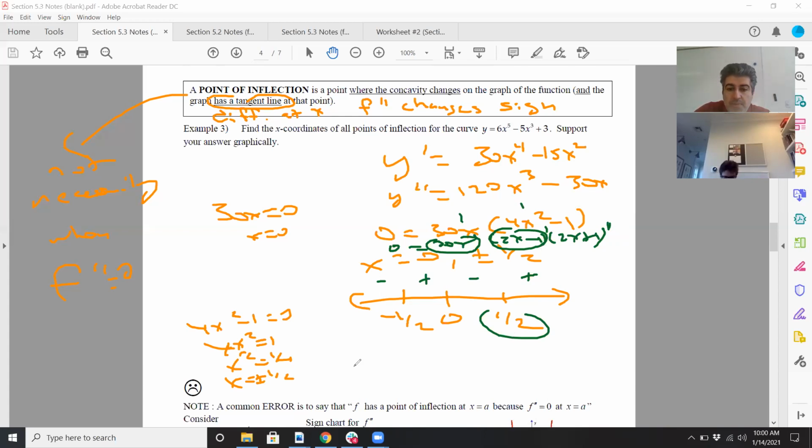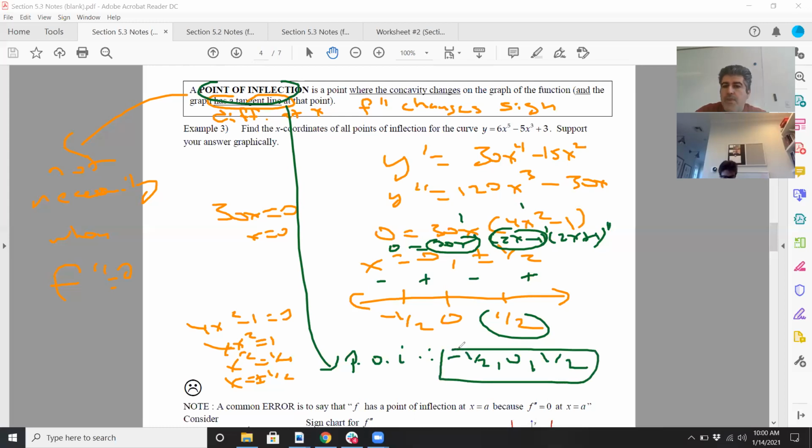Now the points of inflection. I abbreviate the points of inflection as POI because I'm lazy. The points of inflection are where the second derivative changes sign. Well, it changes sign at -1/2, at 0, and 1/2. And that's it. Those are your points of inflection. If you want to support it graphically, we'll look at the graph in just a little bit because I have a lot going on here.